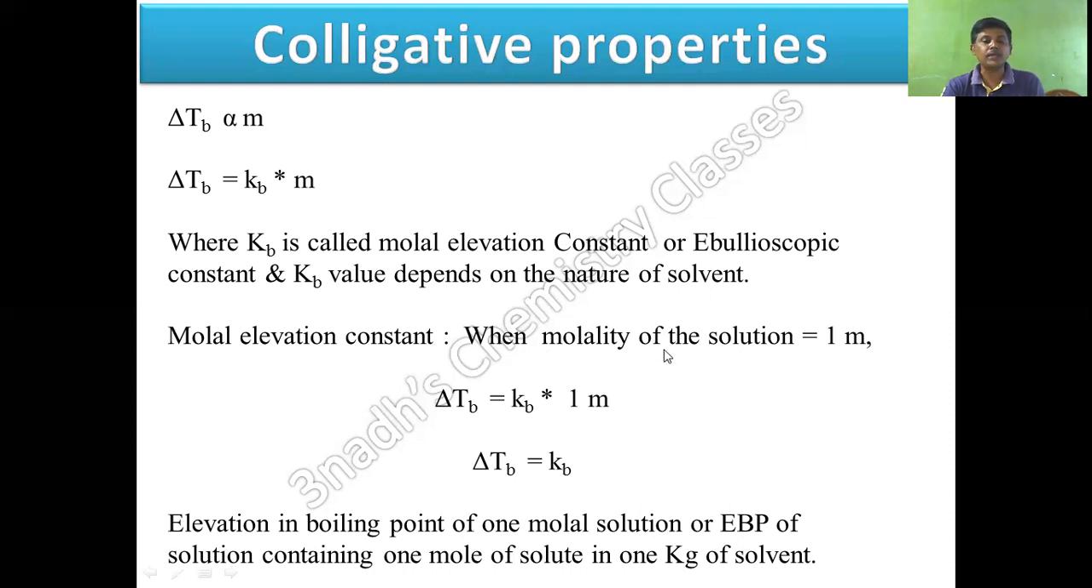When the molality of the solution m is equal to 1 molal, then in this equation delta TB is equal to Kb into 1, so delta TB is equal to Kb. How are we defining the ebullioscopic constant? The elevation in boiling point of a 1 molal solution we call the molal elevation constant, or ebullioscopic constant.